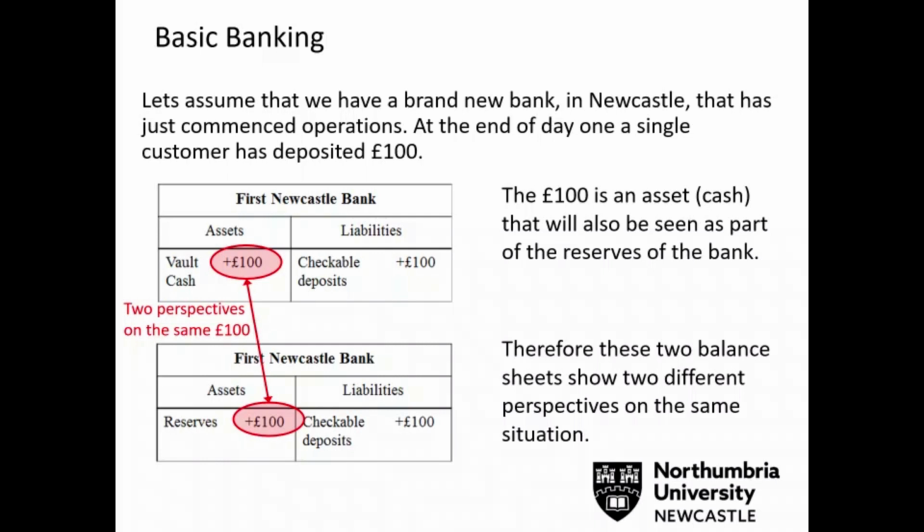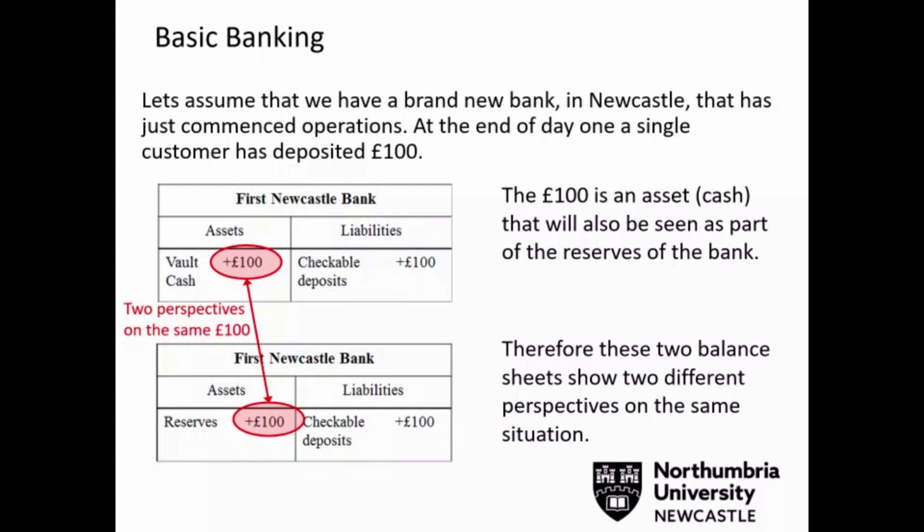So let's assume we've generated a new bank in Newcastle, and on the first day of operation, the first customer deposits £100 into our new bank. There's two ways of looking at this. On the asset side, they can say it's cash in the vault, because we've received £100, we've stuck it in the vault, locked it away. So that's the bank's asset. But how do we put that as the liability? Well, it's somebody else's money. So therefore, it's a checkable deposit.